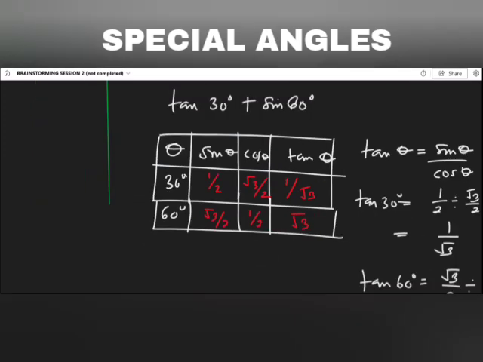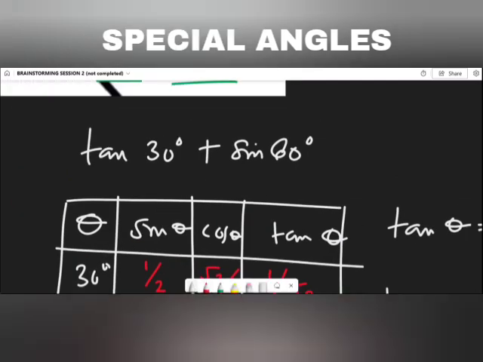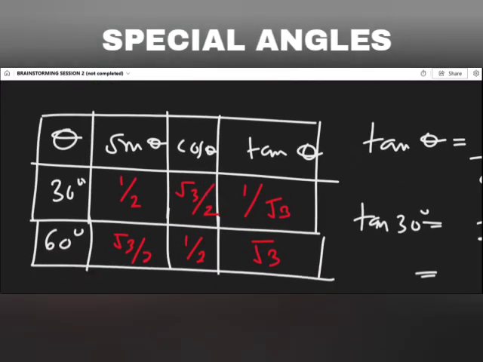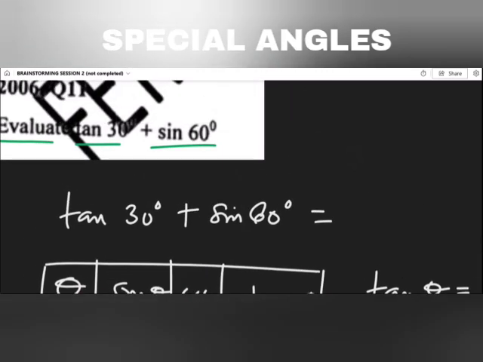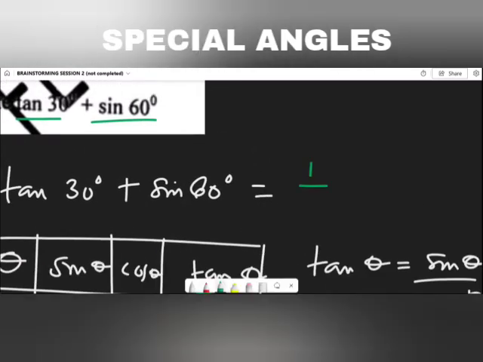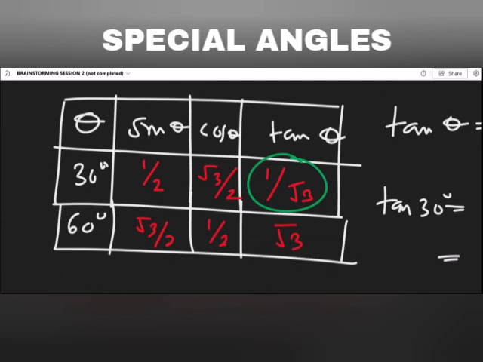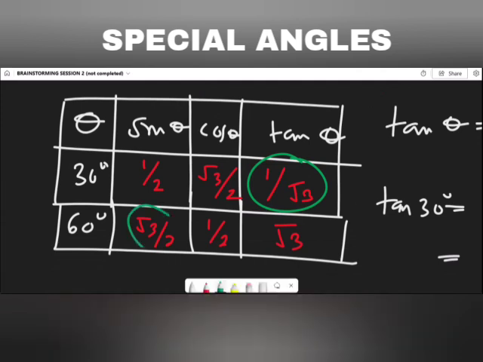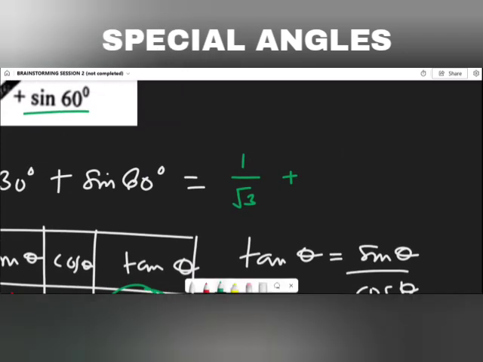But the question goes on by asking us what we are going to have if we are asked to evaluate tan 30 degrees plus sine 60 degrees. Now the value of tan 30 degrees, like I told you, is 1 over root 3. So we have 1 over root 3 plus sine 60 degrees, whose value is given to be root 3 over 2.